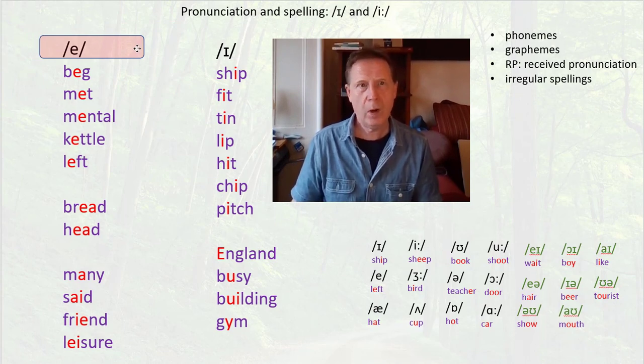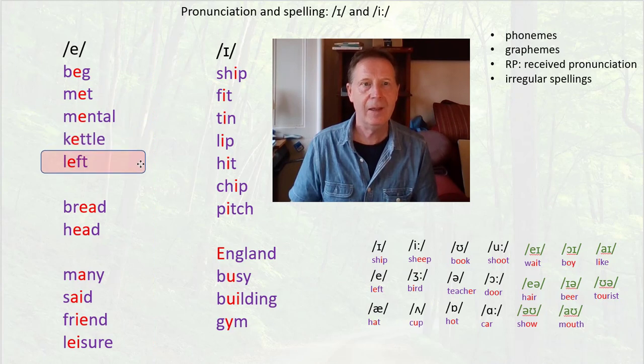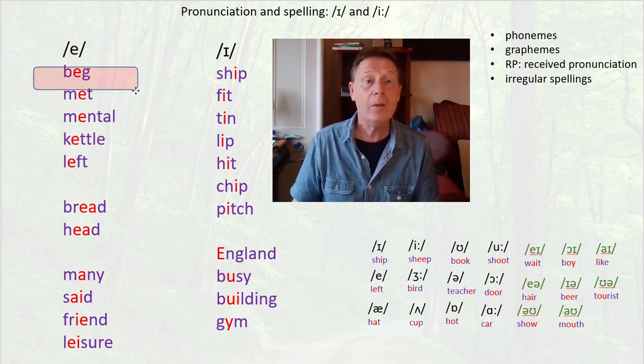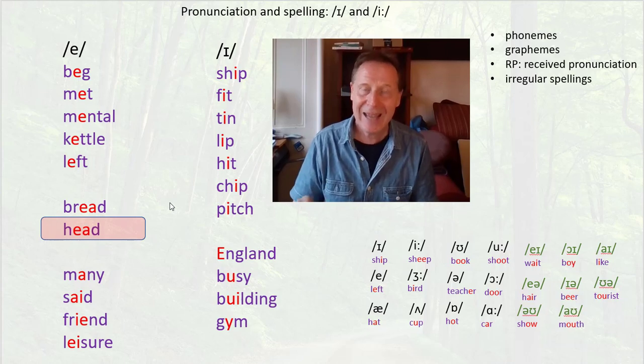Now, most words with this sound have the spelling E. For example, beg, met, mental, kettle, left. All of these words have the letter E to represent the phoneme E. Now, there are some very common exceptions, like bread and head. Now, these words have the spelling EA for this sound E.